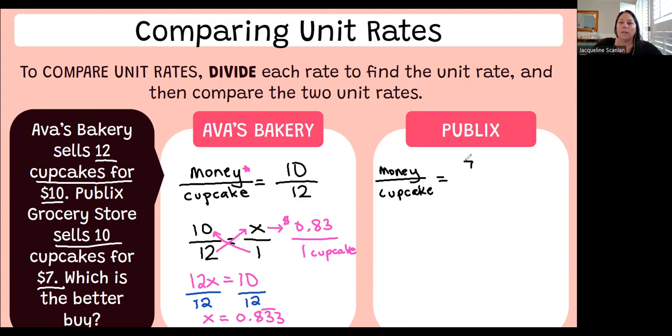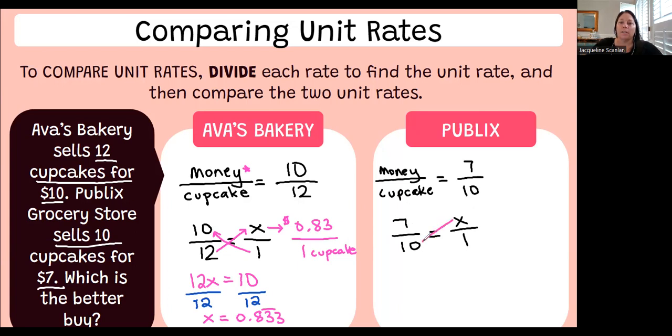I'm going to put the 7 on top, $7 for 10 cupcakes. And I'm going to go ahead now and set up my proportion. I don't want to know how much 10 cupcakes cost. I want to know how much 1 cupcake costs. So I am going to do 7/10 equals, I don't know how much money it's going to cost me for 1 cupcake. Okay, and now I'm going to go ahead and do those cross products again.